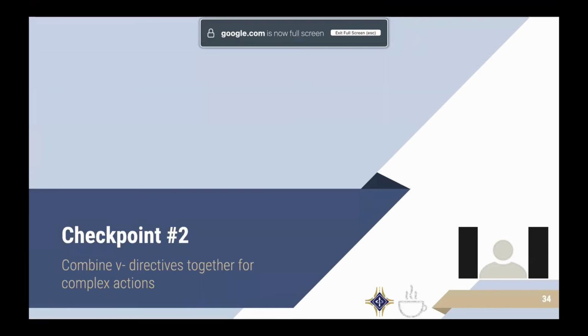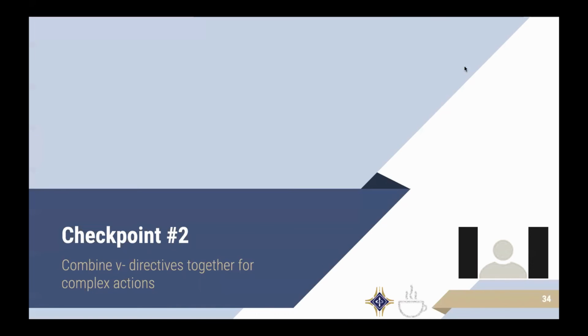Okay, now checkpoint 2. This is definitely a big step in the complexity of the app that you created today. Basically, you're going to combine the Vue directives that I just talked about, these four, along with the Vue instance, the data, the methods, and the computed properties. You can use those to complete complex actions.